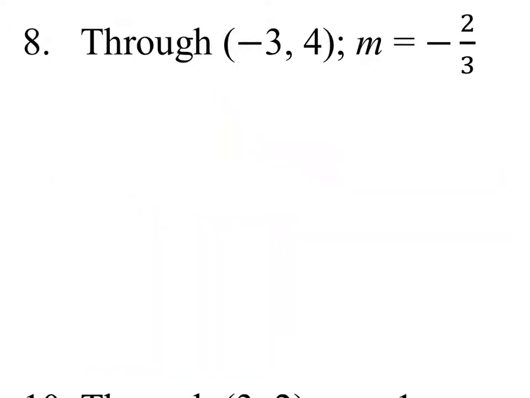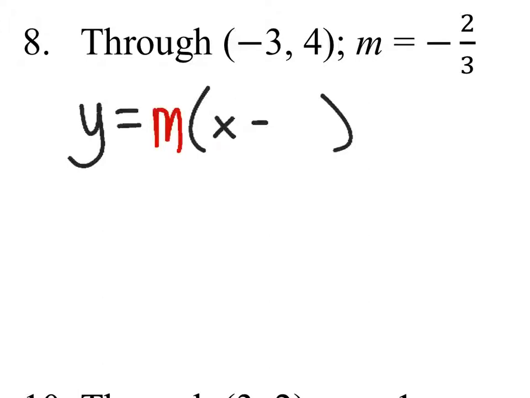So here's the next question. Let's set this up using point-slope form. All right, so here is the equation. Point-slope form: y equals m times the quantity x minus x1, and then we've got the plus y1 right here.